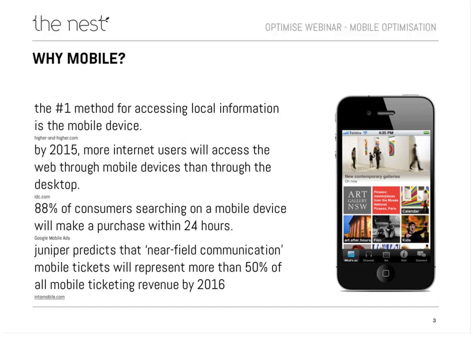Let's just look at some statistics. The fact that you're all here shows that you all have a keen interest in mobile. You're either all very excited or very terrified, or maybe even a combination of both. Right now, mobile is the number one method for getting local information over any other, whether that's desktop or tablet. Within the next year or so, more internet users will be accessing the web through mobile devices than through desktop.